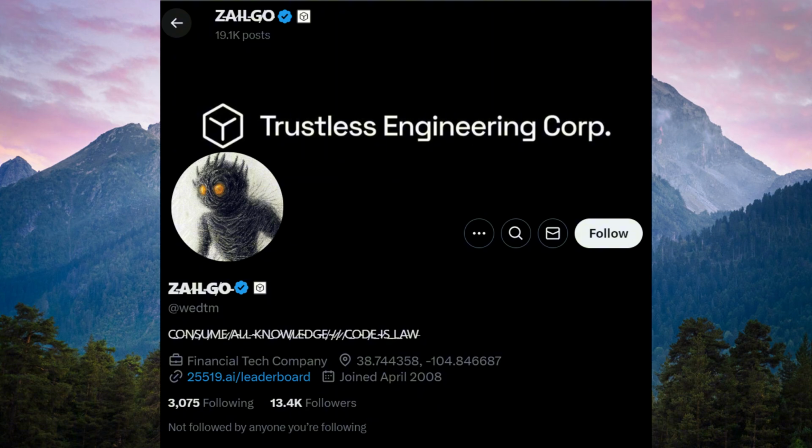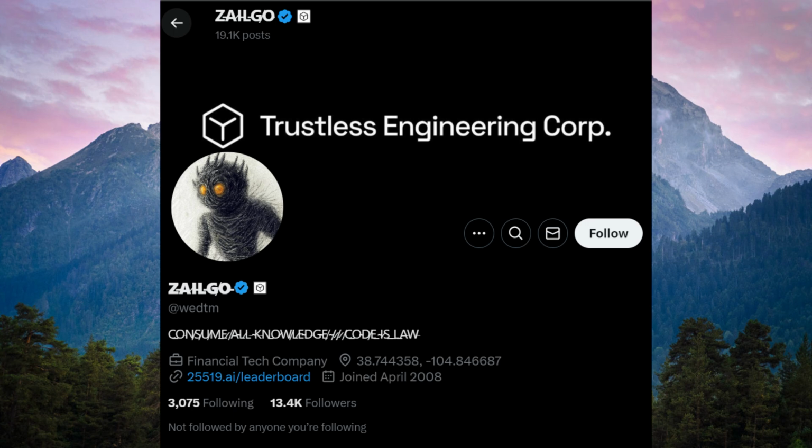How to buy ZAILGO token. You have a couple of options to buy ZAILGO. Buy on centralized exchange, Coinex Global. Open an account on Coinex Global. Fund your account with USDT. Go to the trade section, search for ZAILGO, and buy the token.